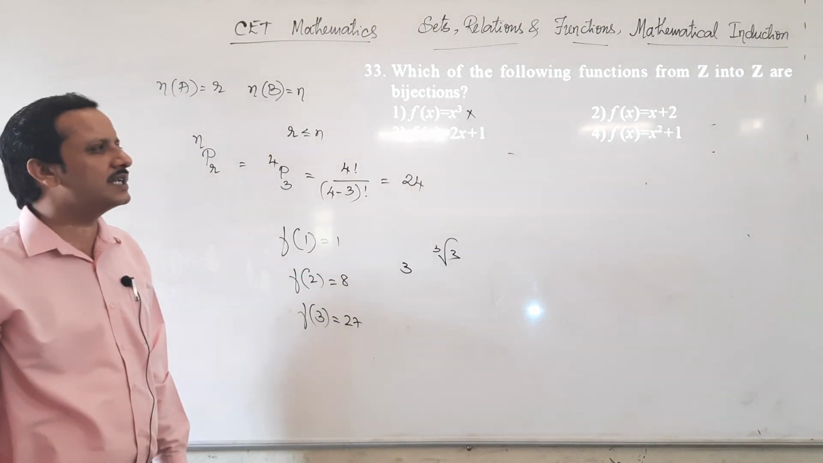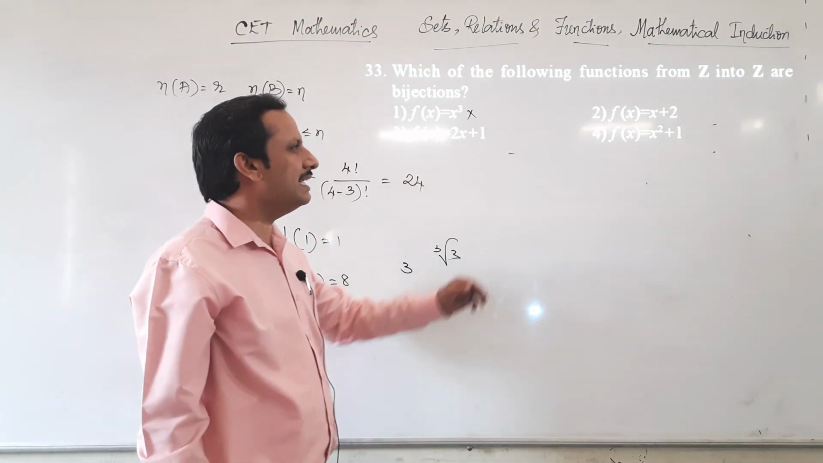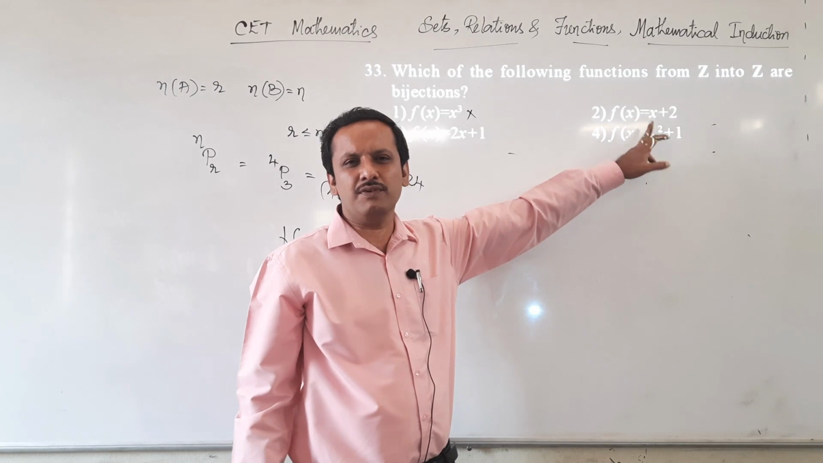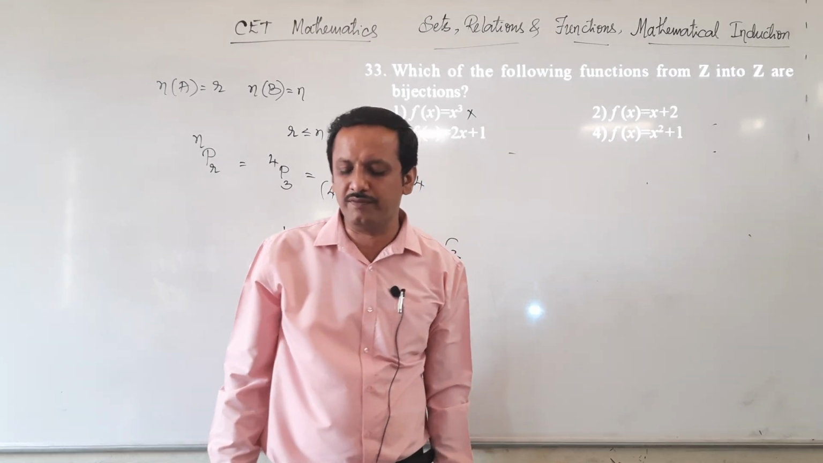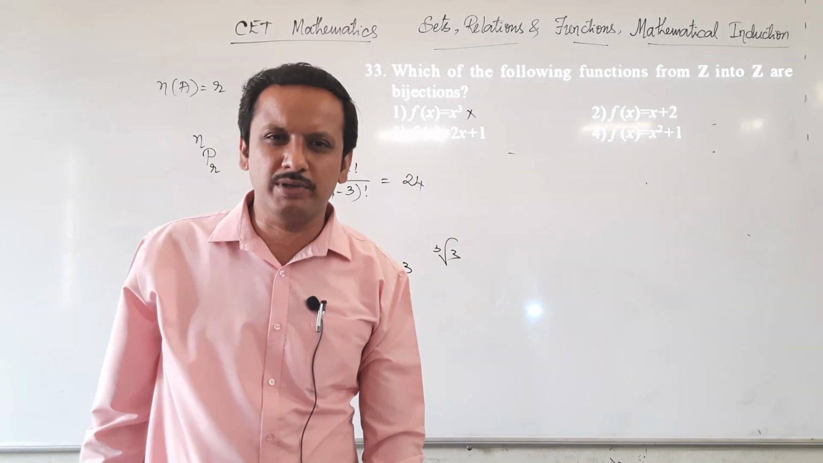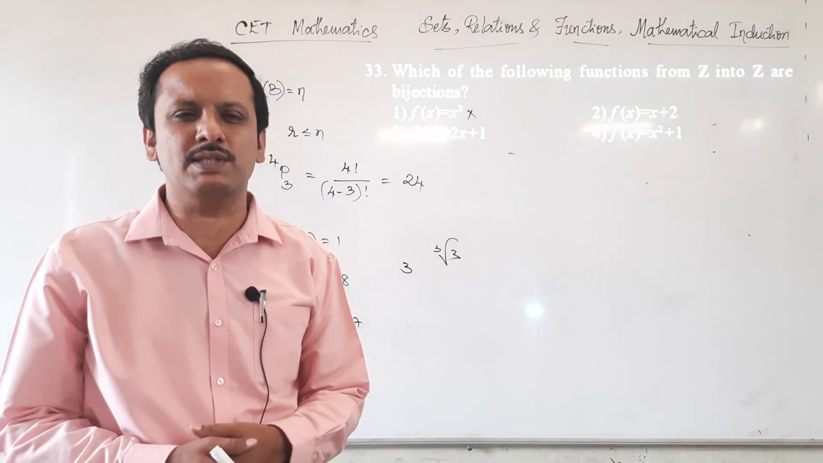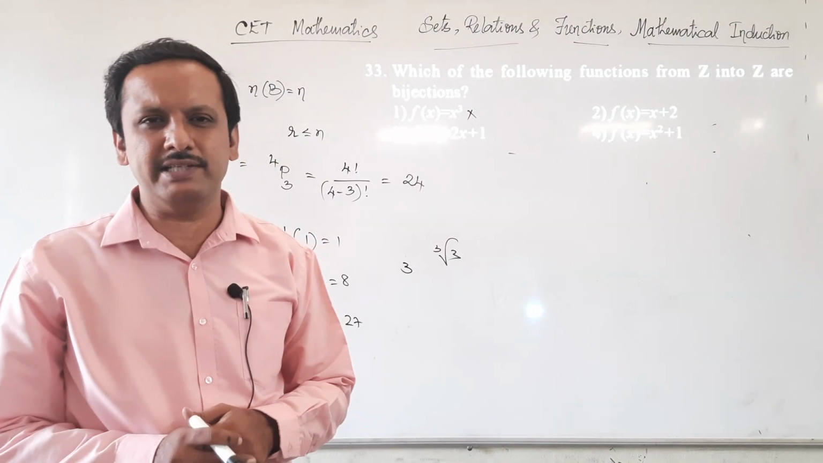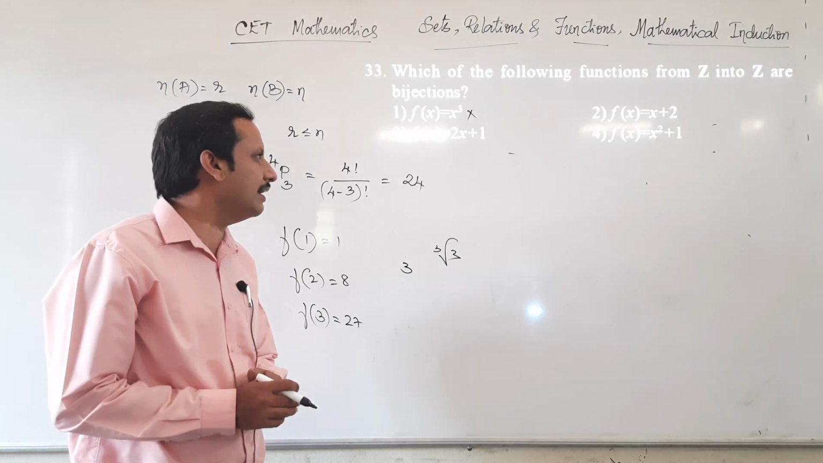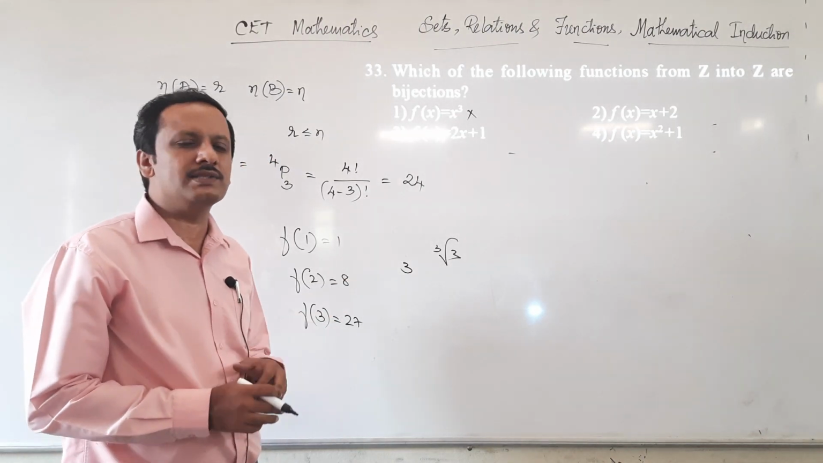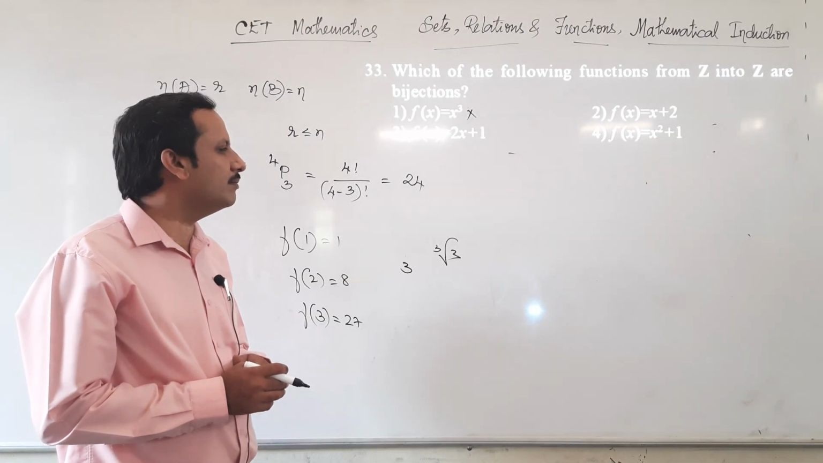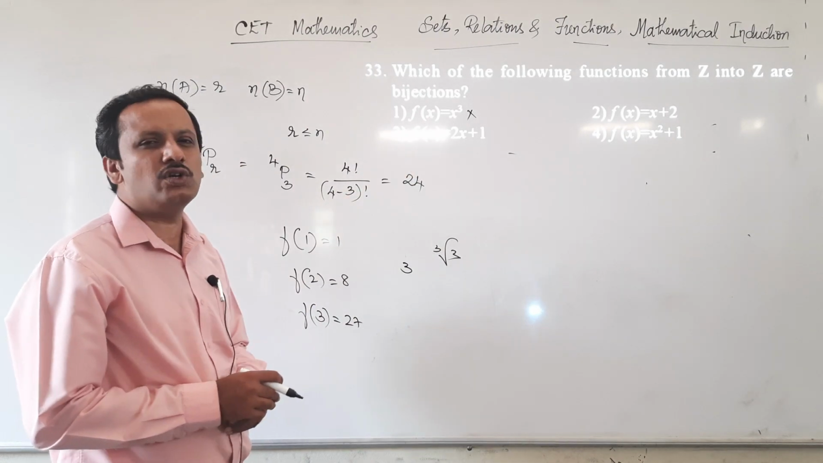Okay, f(x) equal to x plus 2. Yes, it is true, this is a bijective function. f(x) equal to x plus 2 is 1-1 as well as onto, because whatever value you substitute for x, x plus 2 is always an integer and its pre-image is also an integer. So it is a bijective function.